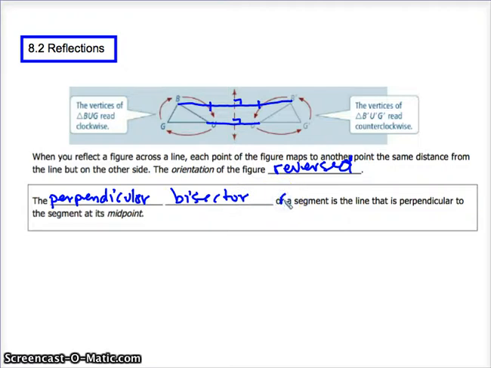Little typo there. The perpendicular bisector of a segment is the line that is perpendicular to the segment at its midpoint. So if you look at these segments, the line of reflection goes through the segment at its midpoint and also intersects at a 90-degree angle.